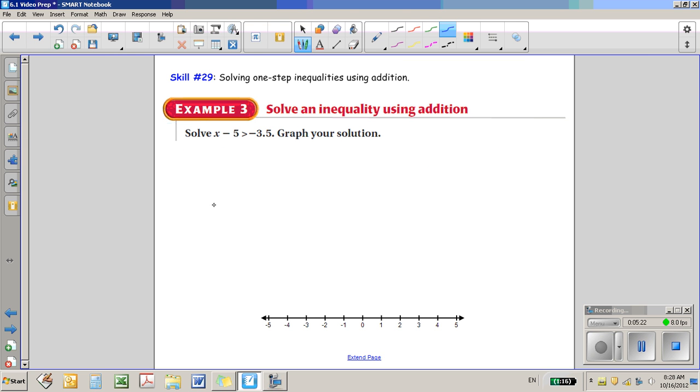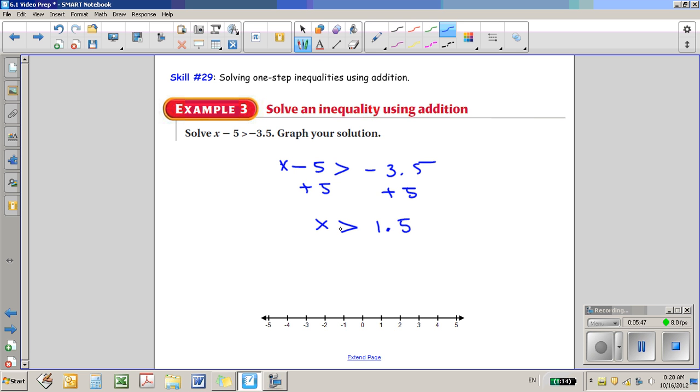Okay, so in skill number 29, we're going to learn how to solve one-step inequalities using addition. So remember, our goal is to isolate the x, so we start with x minus 5 being greater than negative 3.5. So the first thing we're going to do is add 5 to both sides, and x will be greater than 1.5.